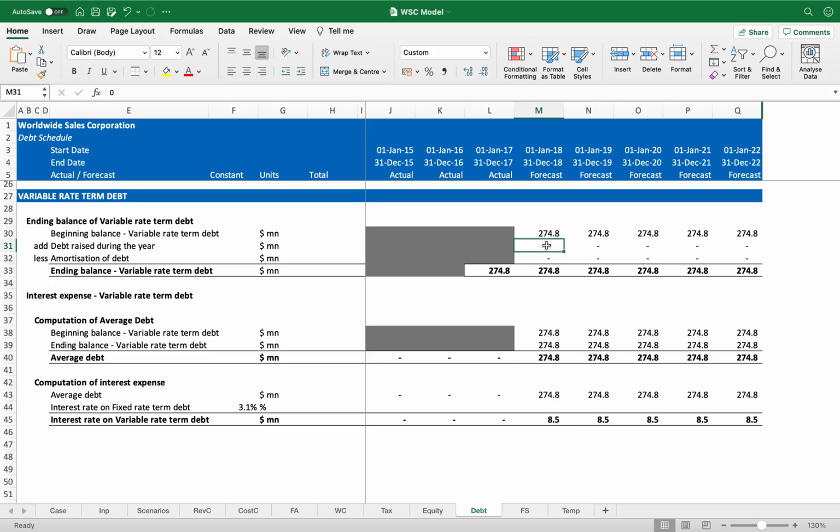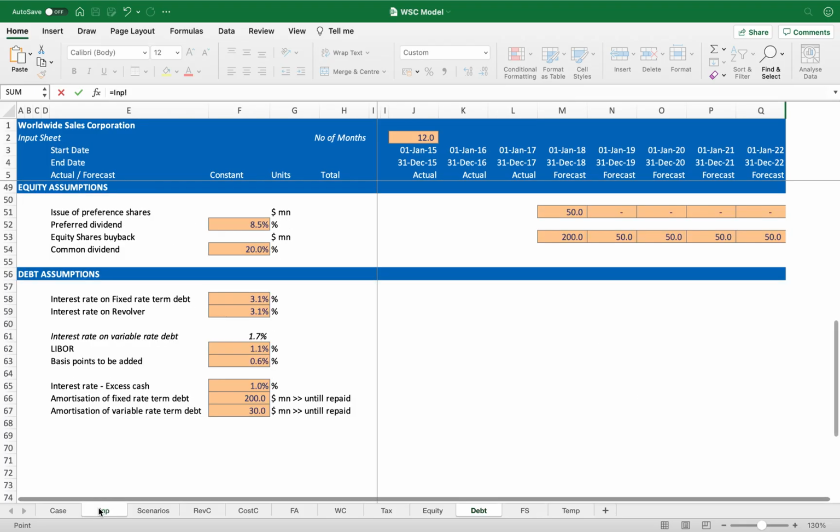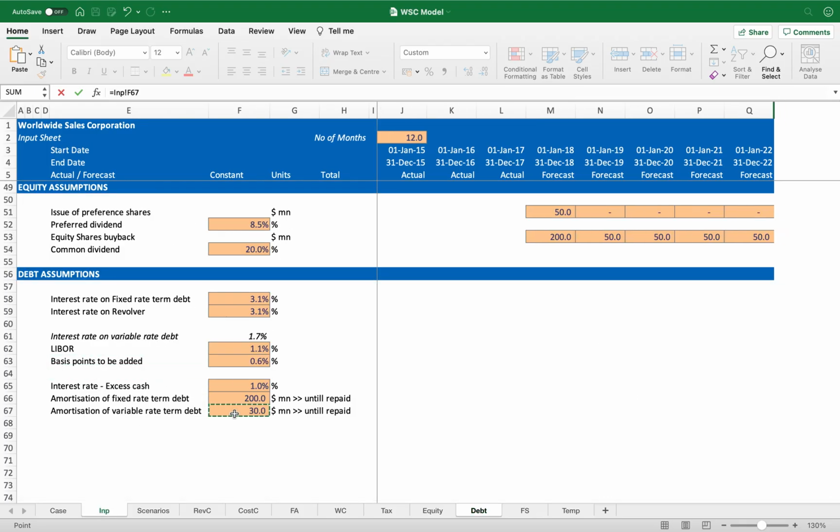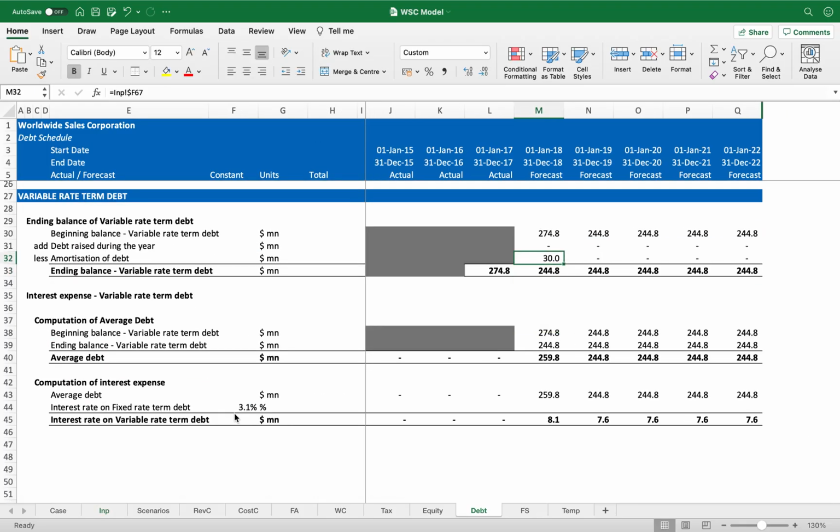Do we have any information for the debt raised? No. Do we have any information for amortization? Yes, $30 million per year. 30 million per year. So now that's it. You just need to change the interest rate.